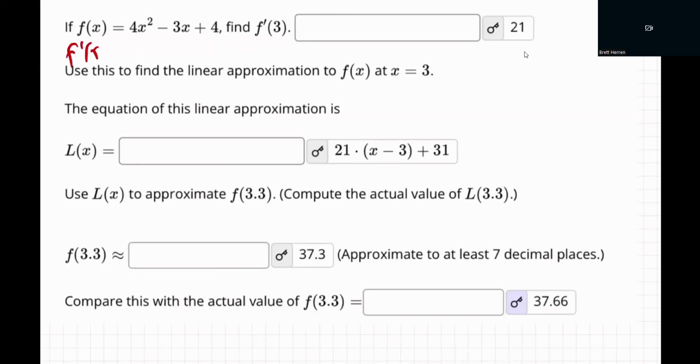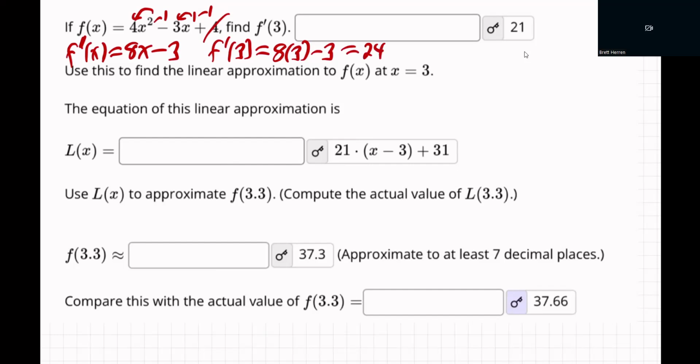So f prime of x: bring down the 2, that would be 8x, subtract 1 from the power, minus, and this is a 1 power, bring it down, 3, subtract 1 from the power, that x is gone, and the 4 is just 0. So there we go. Now f prime of 3, if we plug in 3, it's 8 times 3 minus 3, 24 minus 3 is 21. So that's how we got the 21.